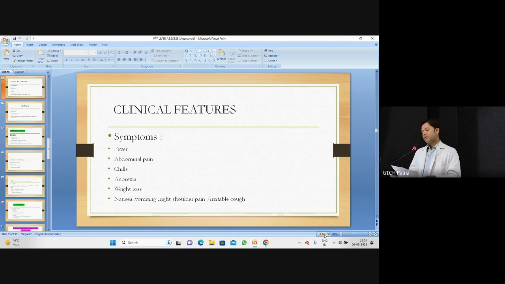If we talk about the incidence of liver abscess, who are the people who are more prone? Actually, initially I told you that old age persons whose immunity is very low, and diabetic patients.